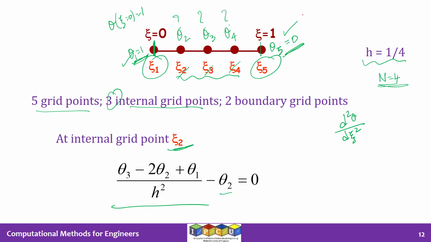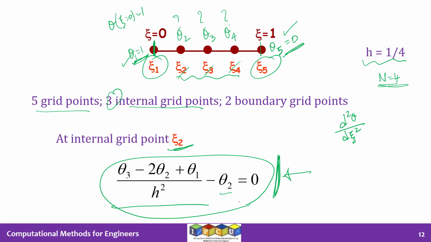So anyway, at internal grid point psi 2, we have this equation. So this is the approximation of the ordinary differential equation. Kindly note that this is algebraic. The ODE is gone. There is no d by dt term or d by dx term or d by d psi term, etc. That's gone. All you have is symbols that are connected by algebra. So we have one algebraic equation here.